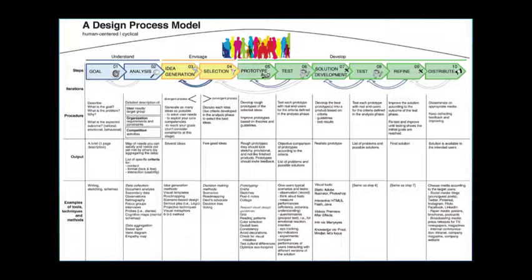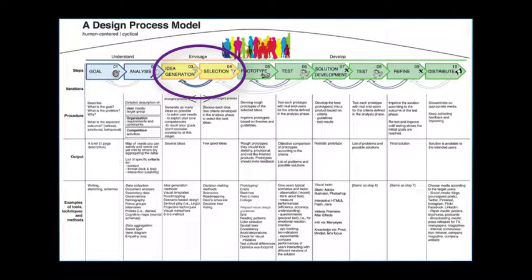The first main category is understand, and the purpose of this part of the process is to make sure that you really understand what it is that you're trying to accomplish and what the criteria are for knowing whether you have accomplished it or not.